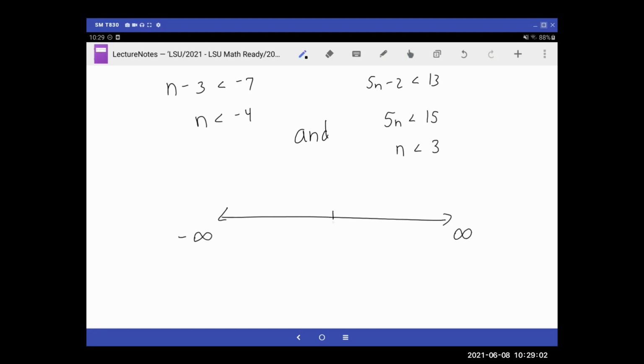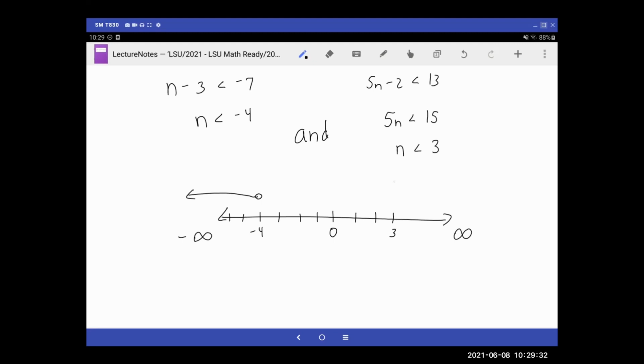And so what is that going to look like? We got 0, 1, 2, here's 3, 1, 2, 3, 4, here's -4. And we're going to have on the left, n is less than -4. So here's -4. And everything less than -4 is this way, right? That's where you're going to find -5, -6, and so on. That's all the less than -4s.